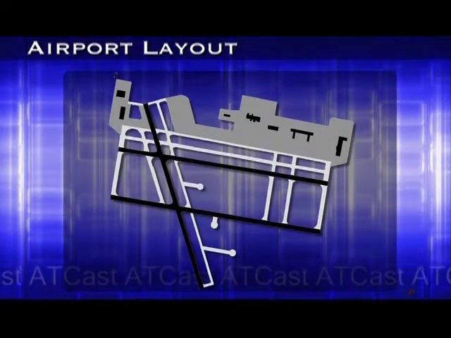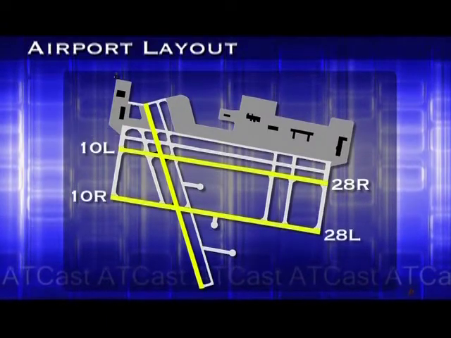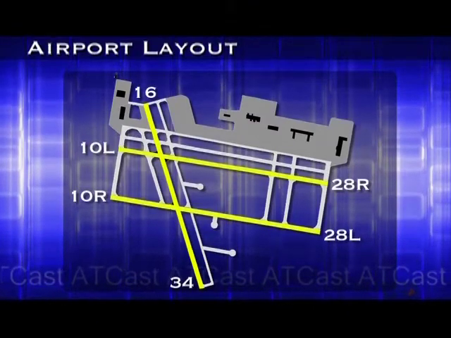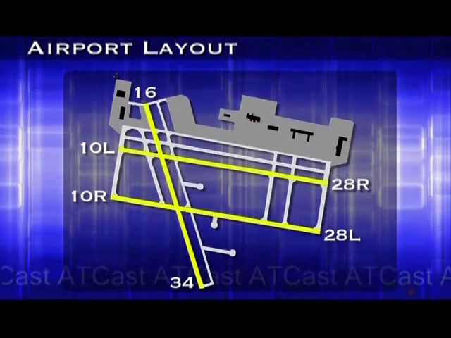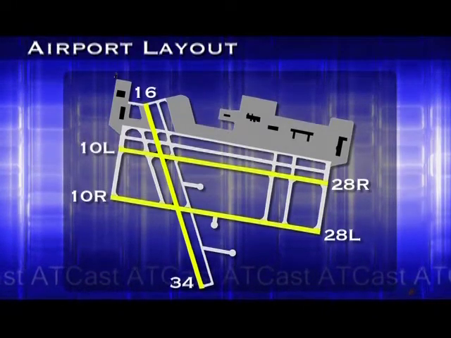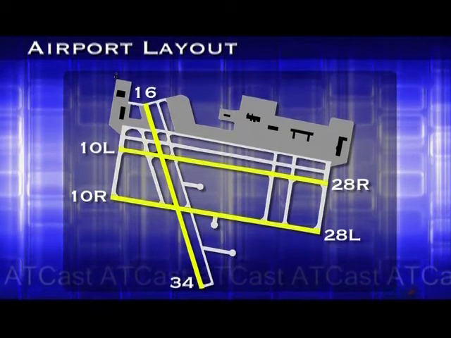Academy has 3 runways: runway 10 left, 28 right, runway 10 right, 28 left, and runway 16-34. Runways 28 right and 28 left will be active most of the time, but in later classes you'll use 10 left and right. You may also use runway 16-34 depending on which class you're taking.